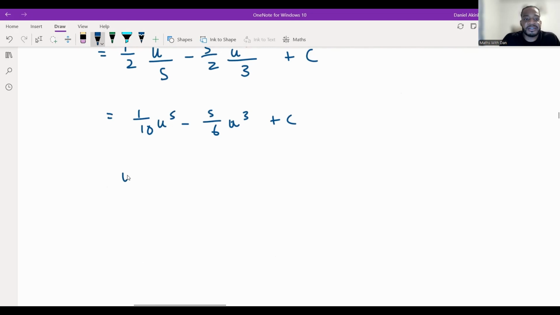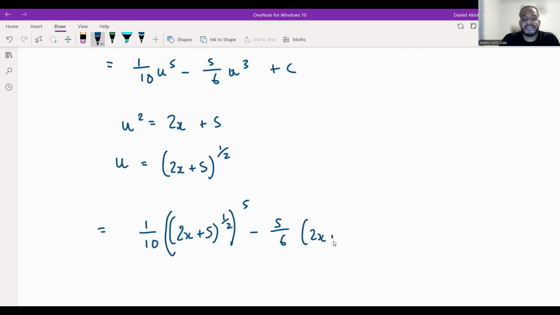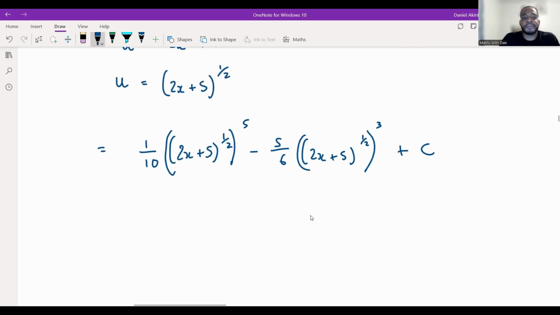So if u squared was 2x plus 5, right? Then u is going to be equal to 2x plus 5 to the power of 1/2 for the square root, right? Now, if I plug that back in, that's going to be 1 over 10, and then it's going to be 2x plus 5, all to the power of a half, all to the power of 5, right? Minus 5 over 6, and then 2x plus 5, all to the power of a half, all to the power of 3, plus c. And then now we've got a power of a power.